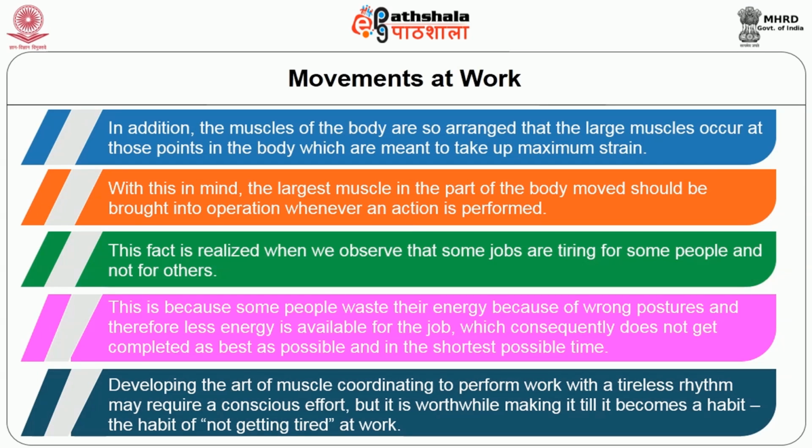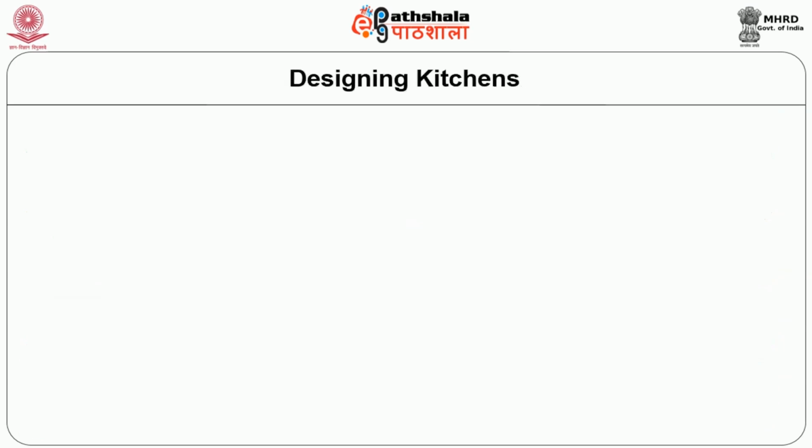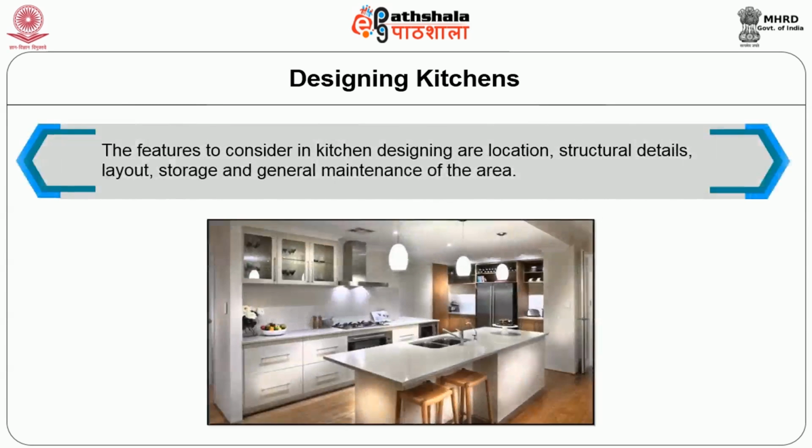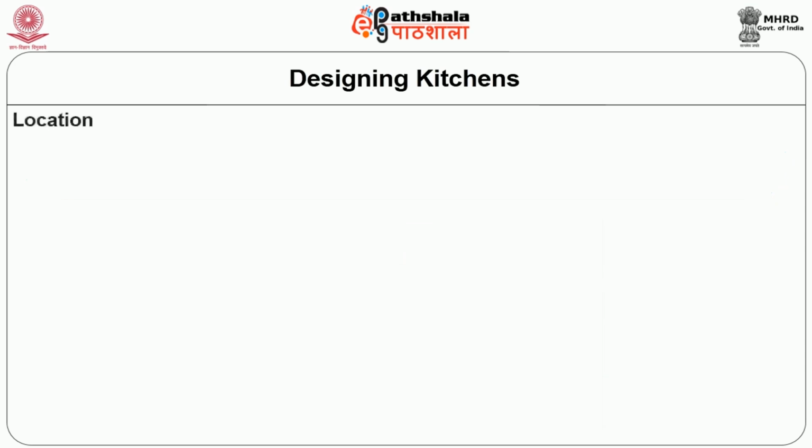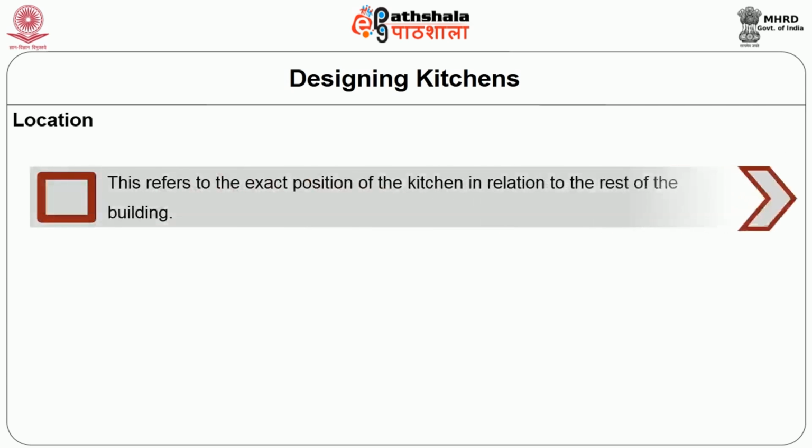Designing kitchens is also an important point, where all the equipment and supplies are designed. The features to consider in kitchen designing are the location of the kitchen especially, and also the structural details, layout, storage and general maintenance of the area even after the building is done. Now, when we look into the location, this refers to the exact position where the kitchen is situated in relation to the rest of the other sections of the area.